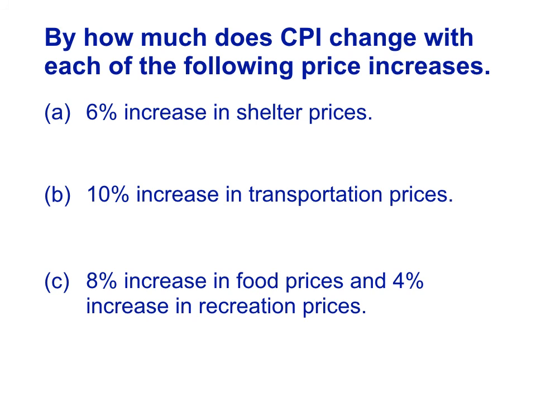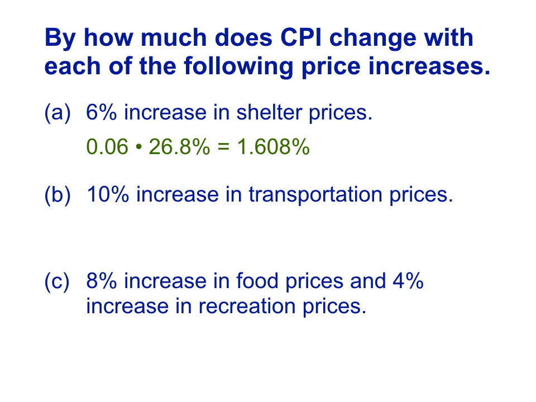So let's do some examples here. How much does CPI change with each of the following price increases? What if there is a 6% increase in shelter prices? Well, just as I showed you or discussed, if we have a 6% increase in shelter prices, that means that the entire basket is going to go up by 1.608%. Right? So if my basket currently costs $200 and the price of shelter goes up by 6%, that means that my basket is now going to cost $203.2. It's going to go up $3.20.